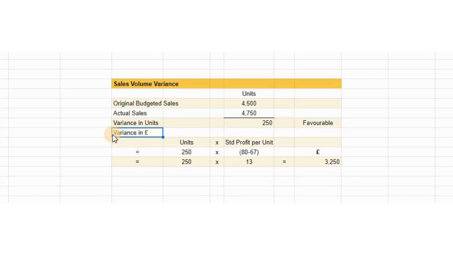So this is the variance in units, this is the variance in pounds, and that's quite simply the number of units times the standard profit per unit. Well, that's 250 units of the variance. The standard profit is the sales price minus the cost price, which gives £13 per unit. Multiply that by 250 and you get a favourable sales volume variance of £3,250. And so the effect of selling an extra 250 units gives us an extra £3,250 expected profit.